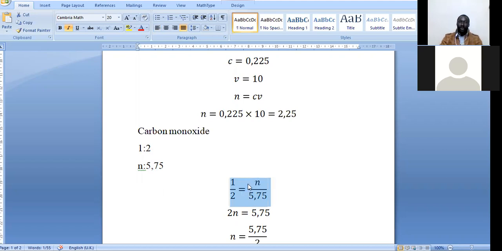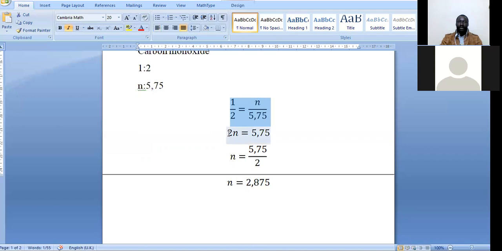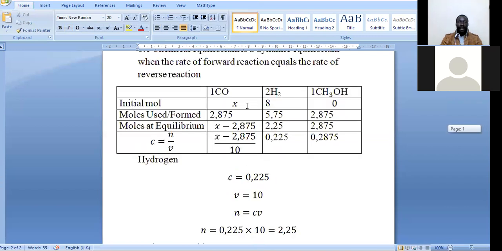And so we now equate it to n divided by this other one. And from it, when we cross multiply, we get 2n equals 5.75. When we divide both sides by 2, we get 5.75 divided by 2, which gives us 2.875. That is how we have calculated the number of moles of carbon monoxide, which is here.